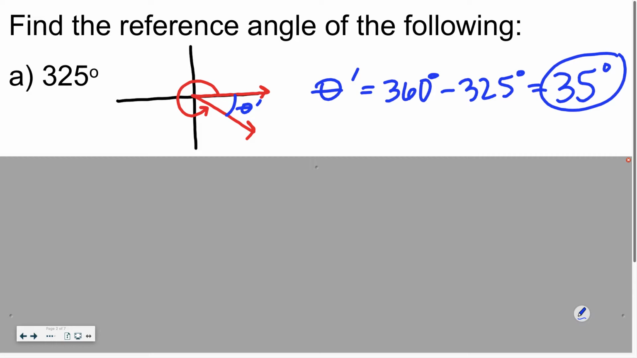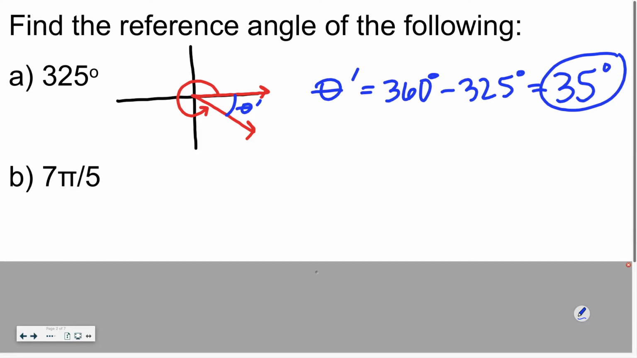Okay. I know that you can do that in your head, probably, or in your calculator. But I would suggest when you're doing your homework tonight, actually write that you took 360 minus 325 in case you come back to this homework assignment to study. Sometimes it helps to know where the heck you got a number from. Okay. All right. Next, please plot 7 pi over 5 on your coordinate plane.